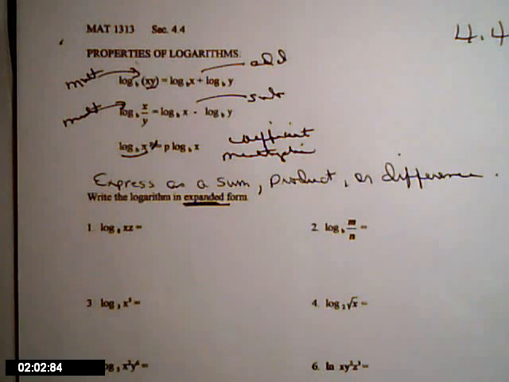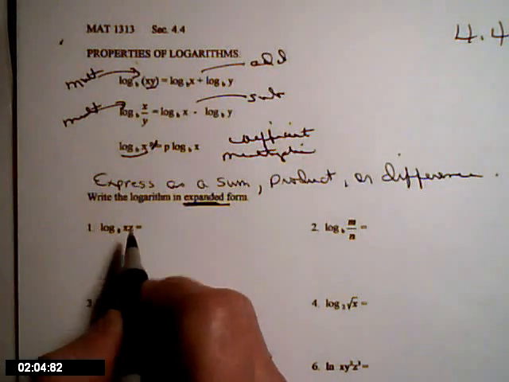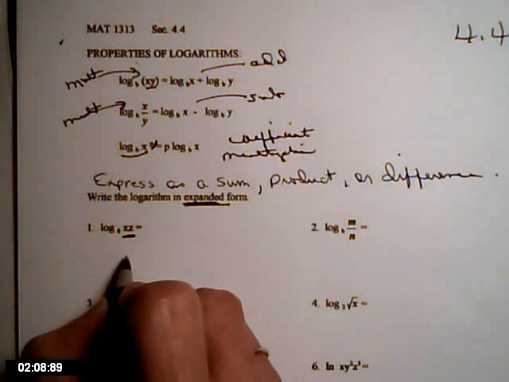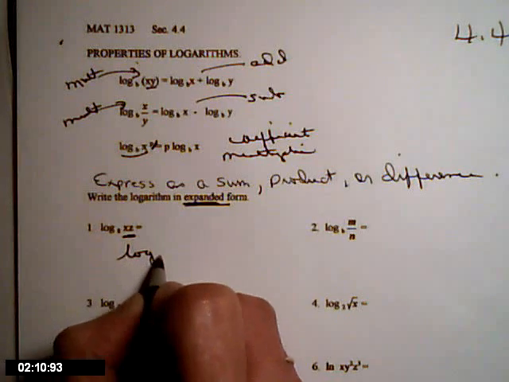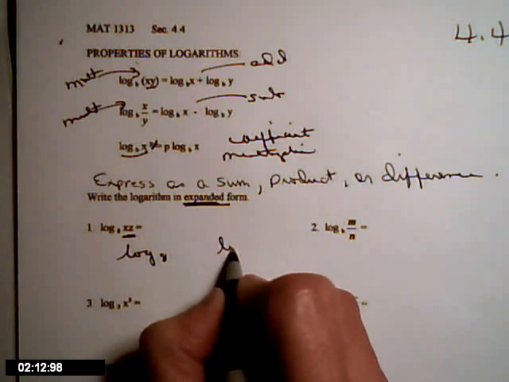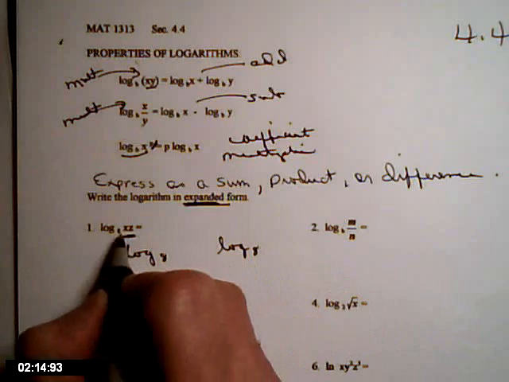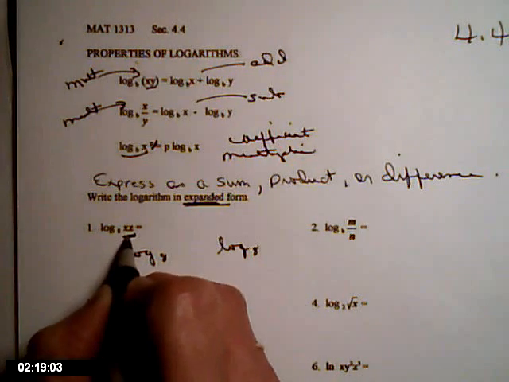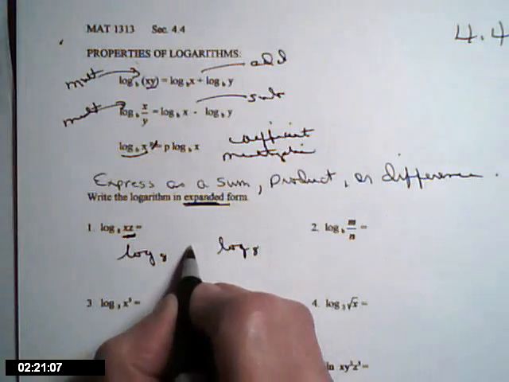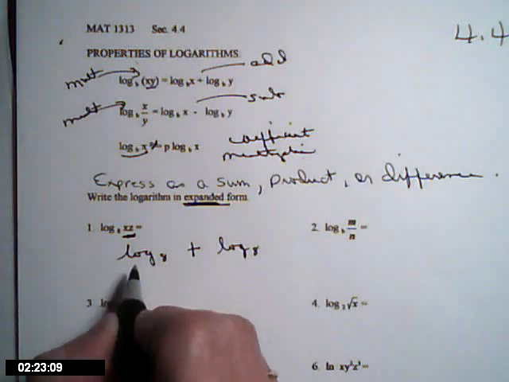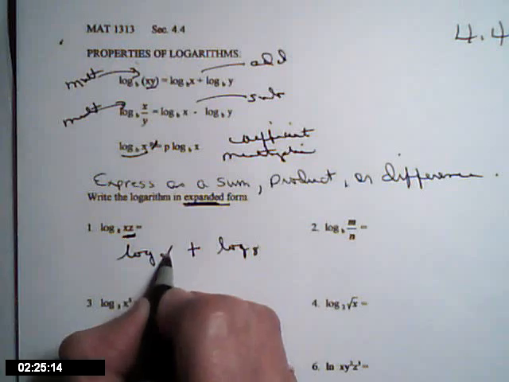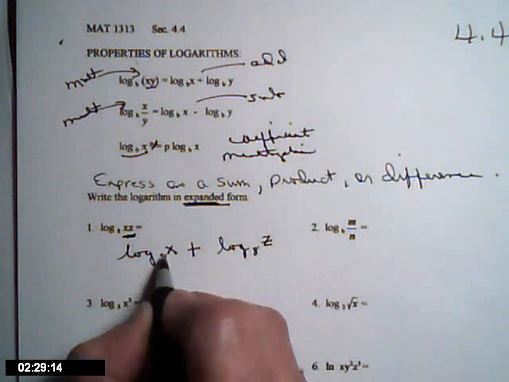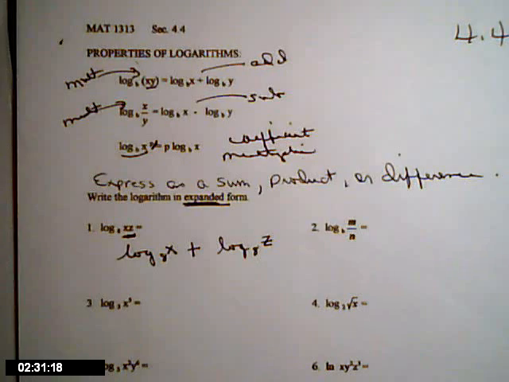Number one, if I have log base 8 of x times z, now notice you see multiplication there. So what I'm going to do is have log base 8 two times, one for each factor, x and z, and because I see multiplication, I'm going to add the two logs. Now one will be log base 8 of x, the other log base 8 of z. Now remember, this 8 is a subscript.